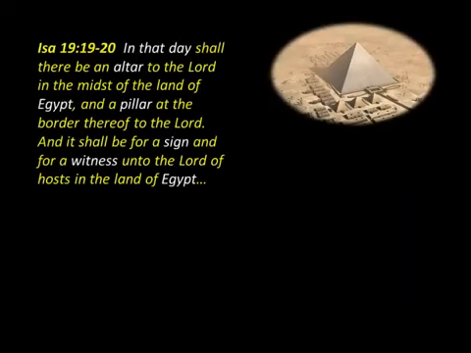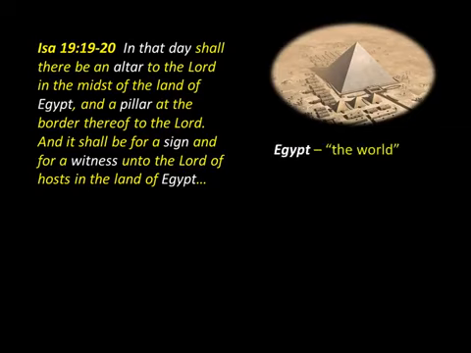In Isaiah 19:19 through 20, we read, "In that day shall there be an altar to the Lord in the midst of the land of Egypt, and a pillar at the border thereof to the Lord, and it shall be for a sign and for a witness unto the Lord of hosts in the land of Egypt." So this really gives us a description. So is that the Great Pyramid? Well, let's look at a little more detail at what these phrases mean.